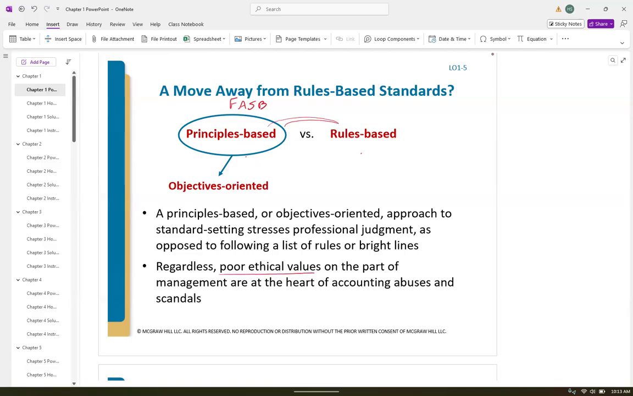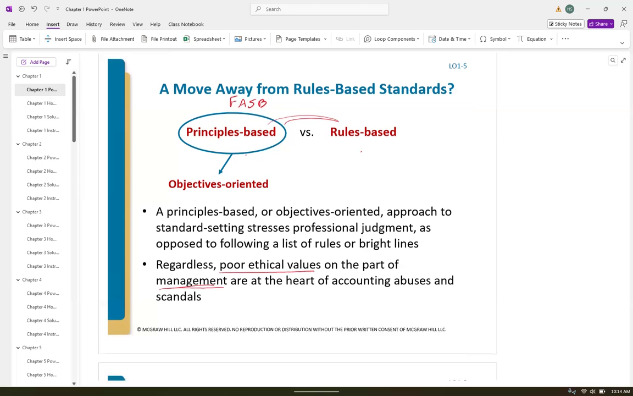Poor ethical values on the part of management are at the heart of accounting abuses and scandal. So I love that we're finally holding management accountable for their bad actions, not punishing anybody else.